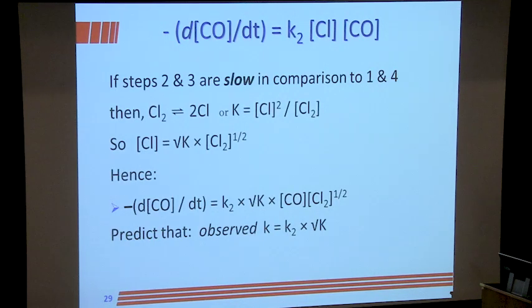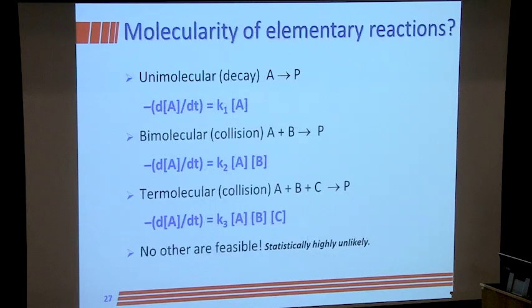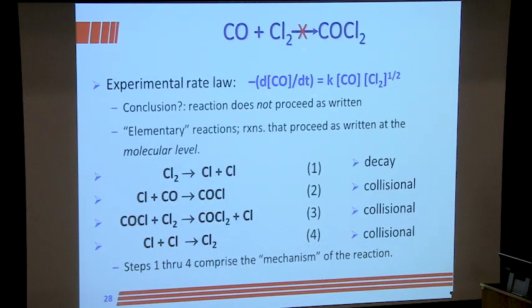But how would we prove it? I don't know if I did this really that well, but how would you prove that this is true? Okay, the rate constant for this, so this rate constant is actually equal to the rate constant for this reaction times the square root of the equilibrium constant for the Cl2 equilibrium. How would you prove that?